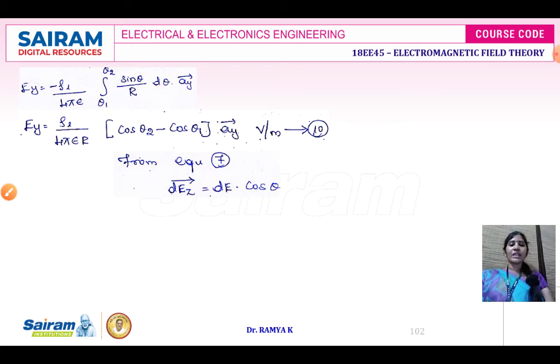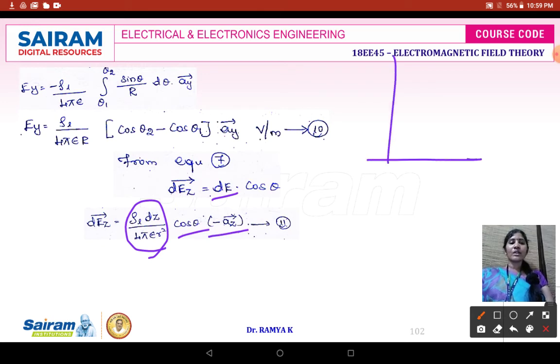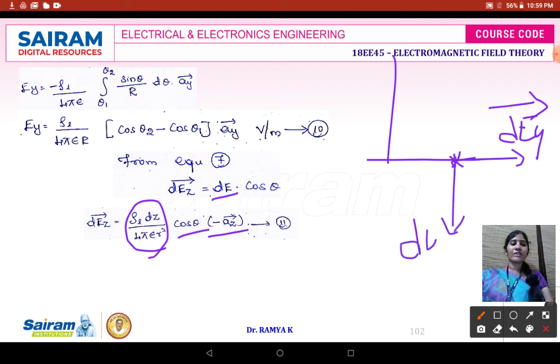And again dEz, that is electric field intensity along your z-axis, is going to be dE into cos theta. In the place of dE, we need to substitute the value of rho L dz divided by 4 pi epsilon r square, cos theta, and the direction is going to be minus az. Why? Because here the value of electric field intensity is going to be dEy, and here the value is going to be dEz. Since the direction is opposite to the positive z-axis direction, here we have to write it as minus az.